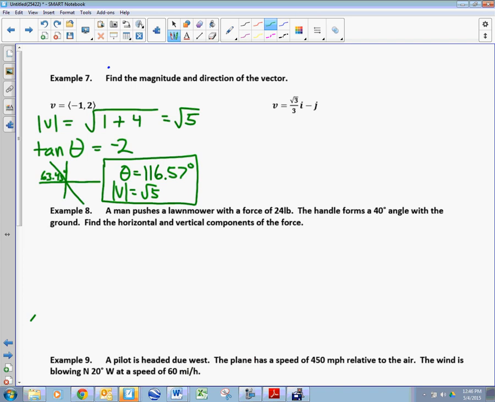Okay, the next one, you can see that it's written in terms of i and j. I just write it like this. Root of 3 over 3, negative 1.